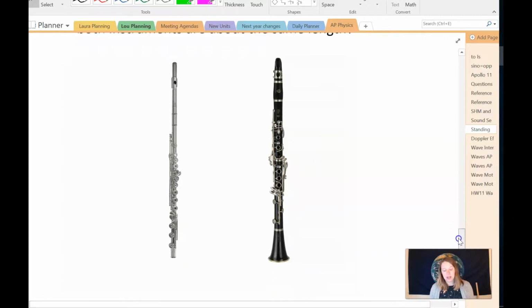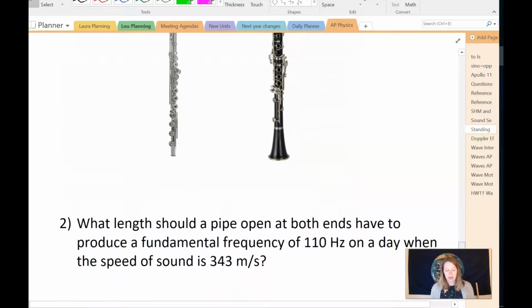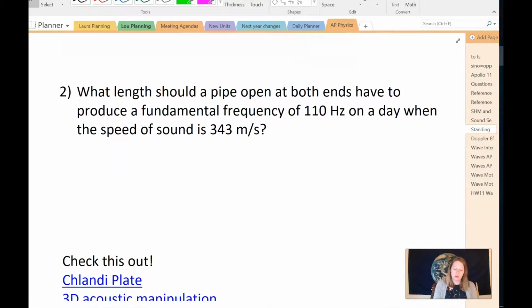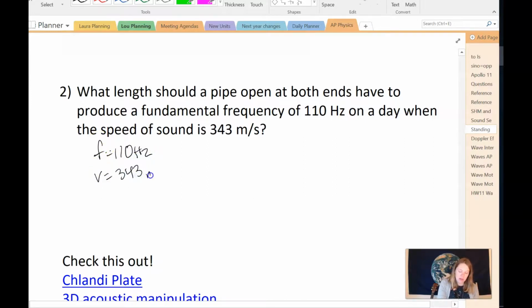the fundamental of the clarinet. What length should a pipe open at both ends have to be to produce a fundamental frequency of 110 hertz? So if the frequency is 110 hertz, the speed of sound is 343 meters per second. We're dealing with a pipe that's open at both ends. And so if we're interested in the fundamental frequency, we have an antinode at each end, and they're opposite, so it's a crest to a valley.